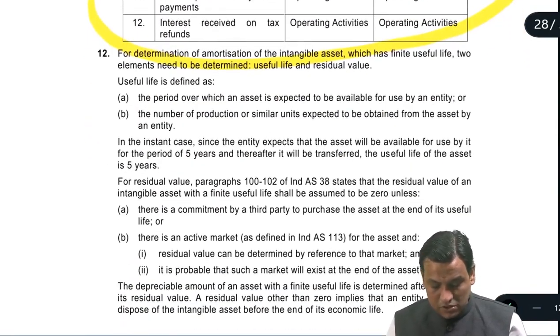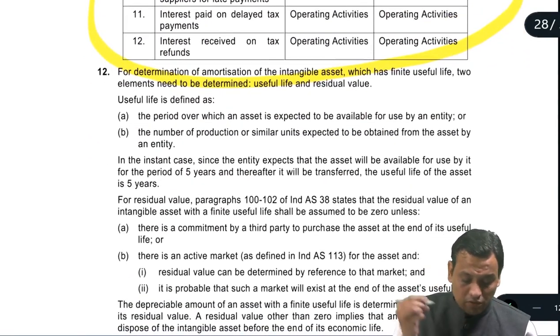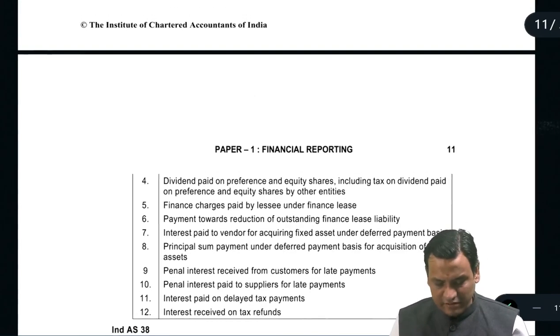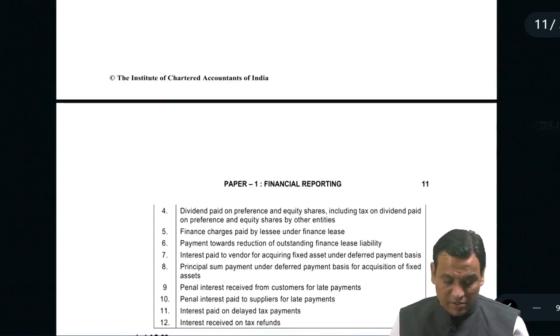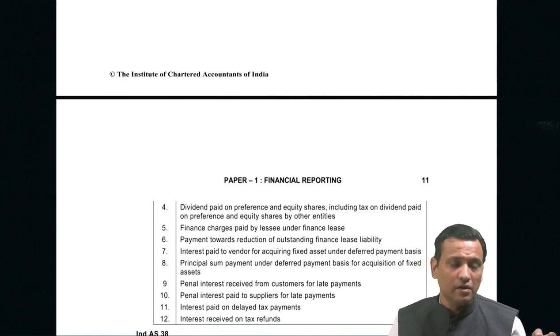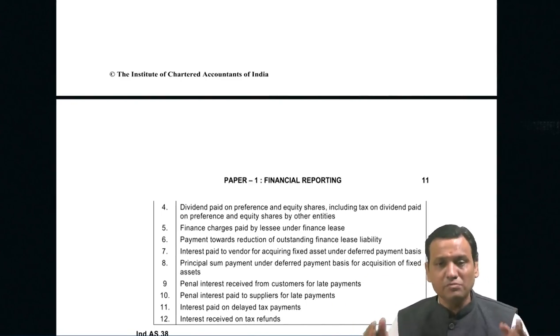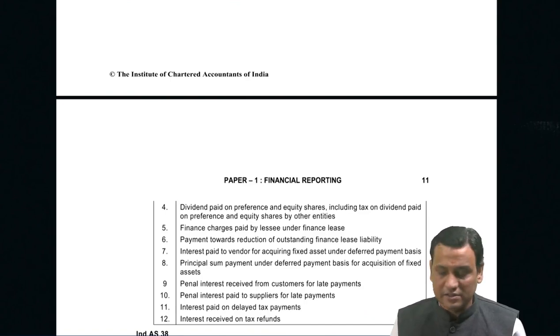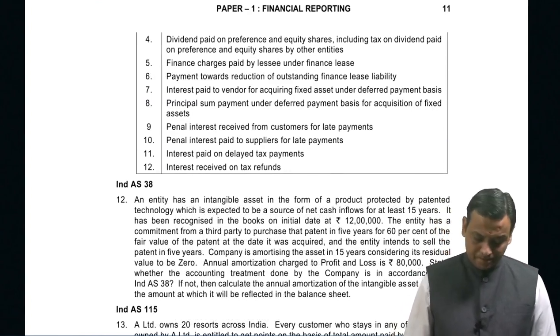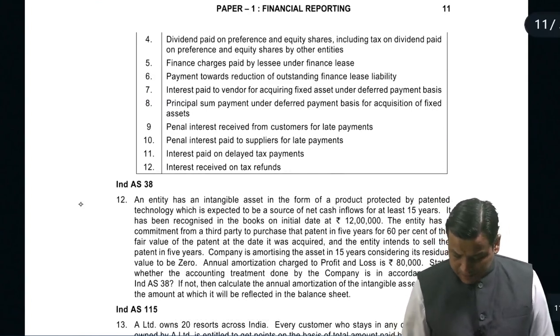Okay friends, so this is all about identifying whether it is operating or financing activity. Not a big issue. Just remember that if I'm receiving interest from supplier, I'm receiving interest from customer or paying interest to supplier, that forms part of my operating activities. So now after completing Ind AS 7, friends, let us move on to Ind AS 38. That is our intangibles.